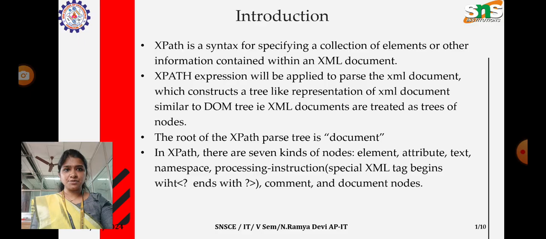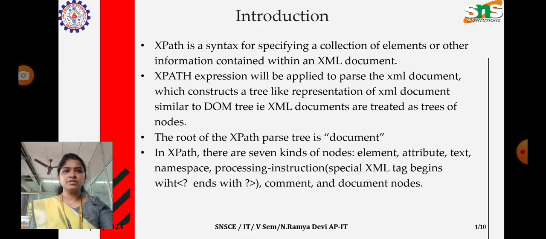An XPath expression will be applied to parse the XML document, which constructs a tree-like representation of the XML document similar to the DOM tree, that is, XML documents are treated as trees of nodes. The root of the XPath parse tree is document. In XPath there are 7 kinds of nodes like element, attribute, text, namespace, processing instruction, which is a special XML tag that begins with the less than symbol question mark and ends with the question mark greater than symbol, comment, and then the document nodes.